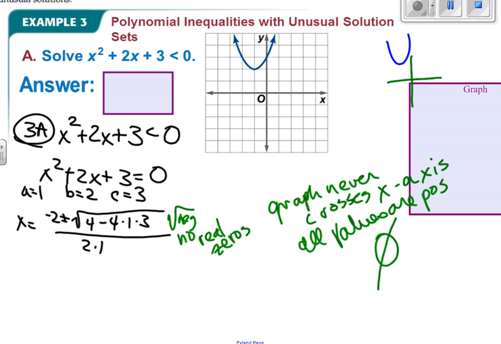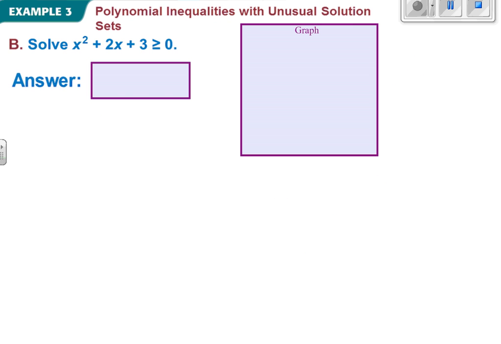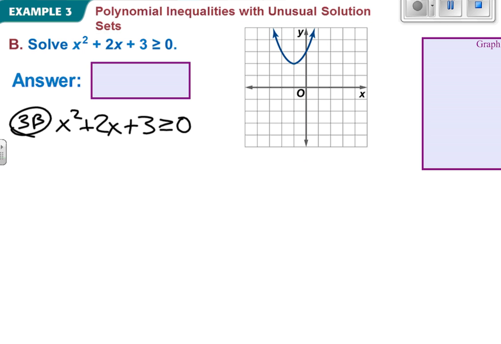Now, part B of this one is the same function, but greater than or equal to 0. So we've kind of done all the legwork for this one. 3b, x squared plus 2x plus 3 greater than or equal to 0. It's the exact same graph. I don't really have to deal with that. So when is this greater than or equal to 0? Always.